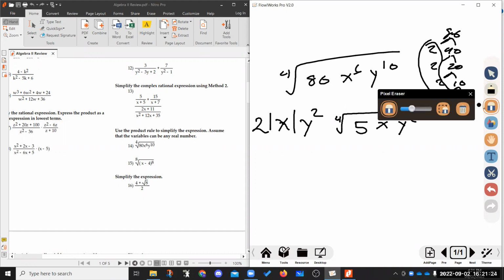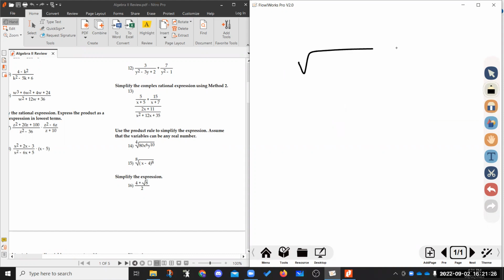So now we're going to have the 8th root of x minus 4 to the 8th. And it's the same thing here. It's an even root. When I divide the exponents here, I get an odd power. So I'm going to have the absolute value of x minus 4.